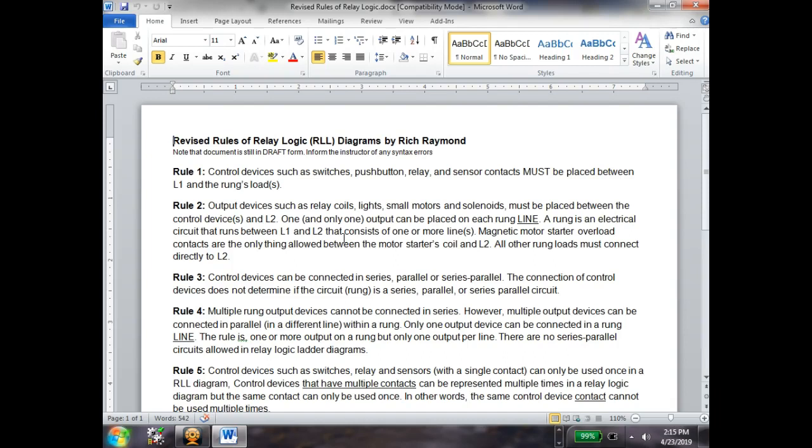You understand that? Control devices such as switches, push buttons, relays, and relay and sensor. This should be, y'all need to make this correction, guys. These are relay contacts.